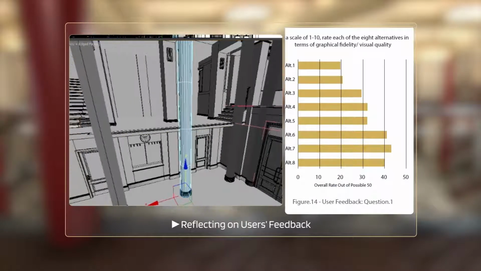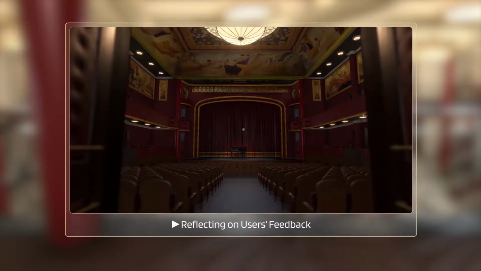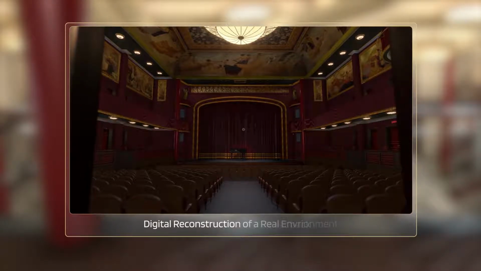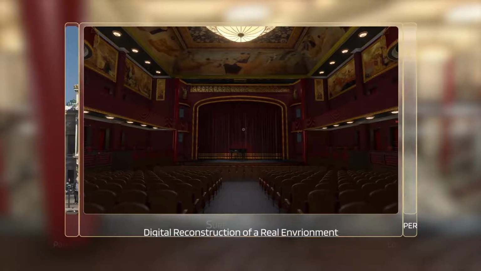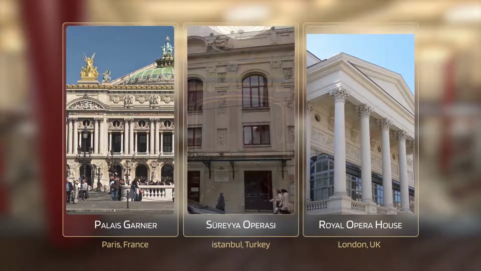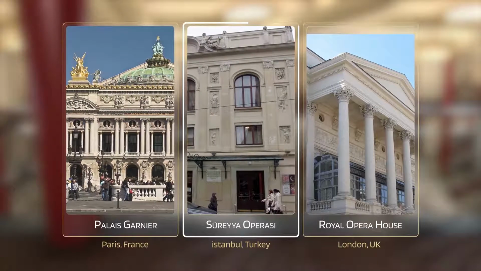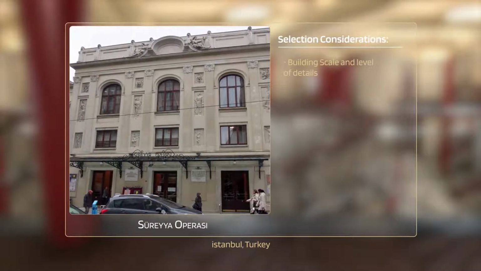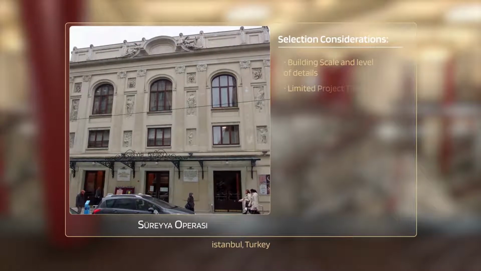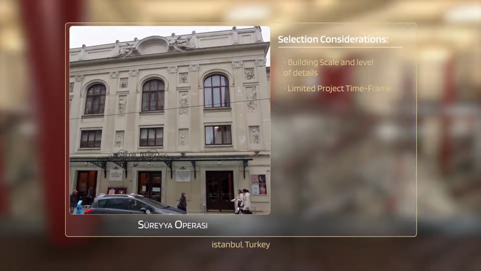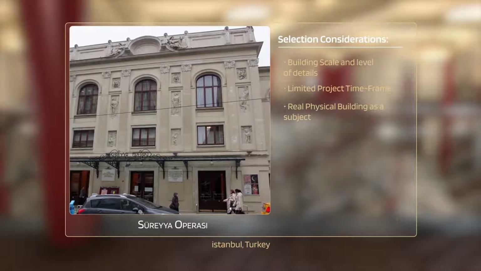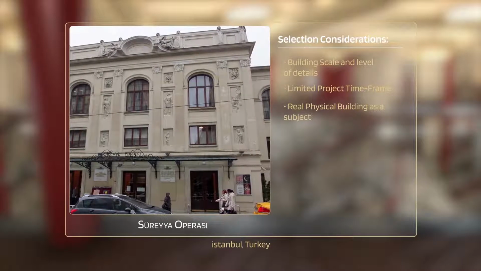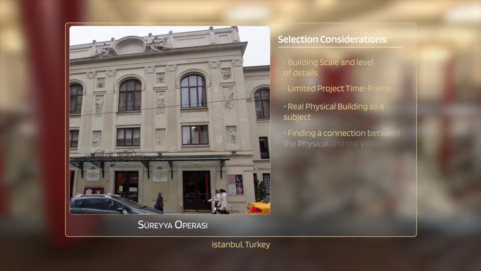The project aim was to design a realistic virtual environment as a digital reconstruction of a real-life building. Several options were considered. However, Süreyya Opera House in Istanbul City was selected, considering the reasonable scale of the building with the limited time frame of the project. Choosing a real-life building also proved helpful in a project that aimed at finding a connection between the physical and the virtual environment.